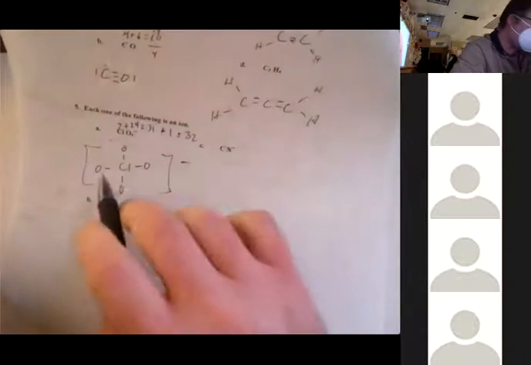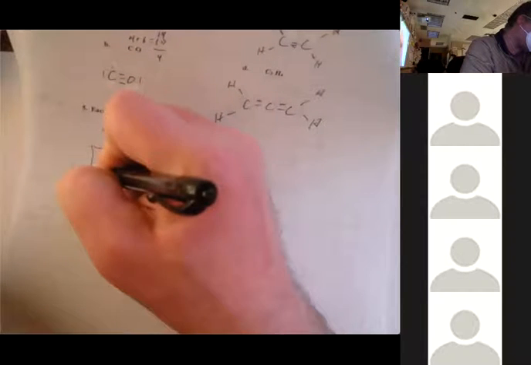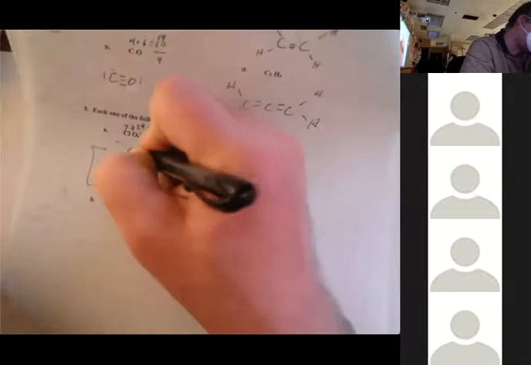Don't forget, we need to put brackets around it and that negative charge. We have 4 oxygens. 2, 4, 6, 8. We need to get 32 electrons. 10, 12, 14, 16, 18, 20, 22, 24, 26, 28, 30, 32.